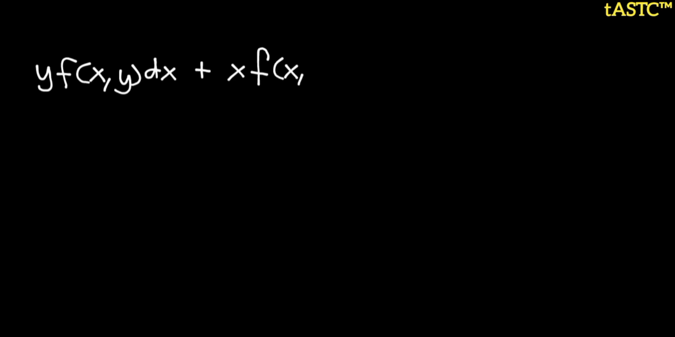In this video, we're going to learn how to find the solutions to equations of this form: y multiplied by a function in terms of x and y, dx, plus x multiplied by a function in terms of x and y, dy, and this is equal to 0.